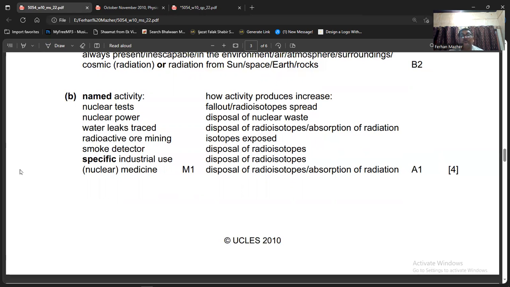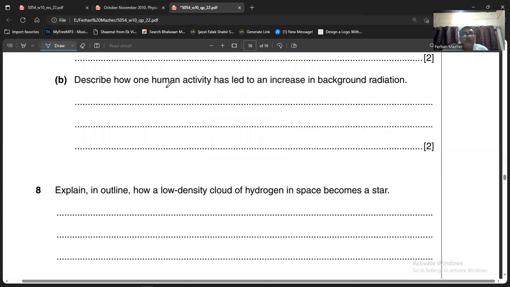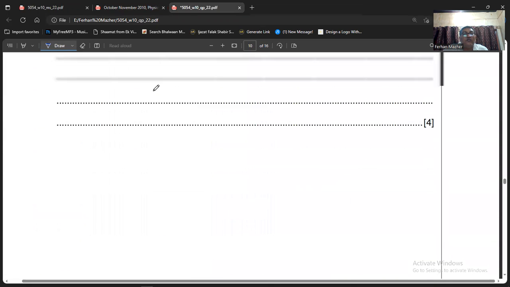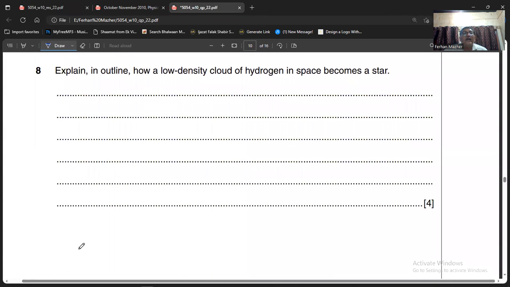Specific industries use, for example, nuclear medicine. So this is the marking scheme. You can read it. You can pause the video, take your time. Okay, so we are going to the next question, and the next question is question number 8. It says, explain in outline how a low density cloud of hydrogen in space becomes a star.